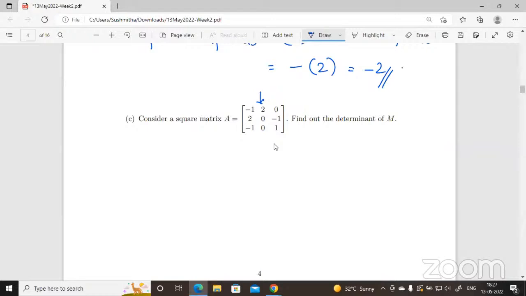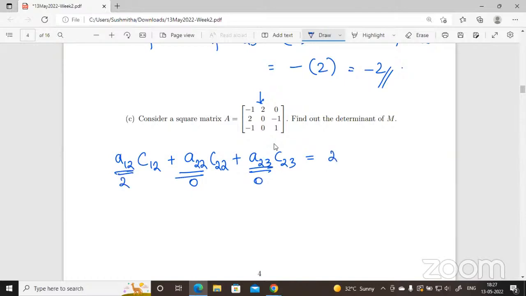How am I going to do that? A12 into cofactor C12, plus A22 into C22, plus A23 into C23. Here A22 is 0, A23 is 0, and only A12 is 2. So it's going to be 2 times C12. And what is C12?